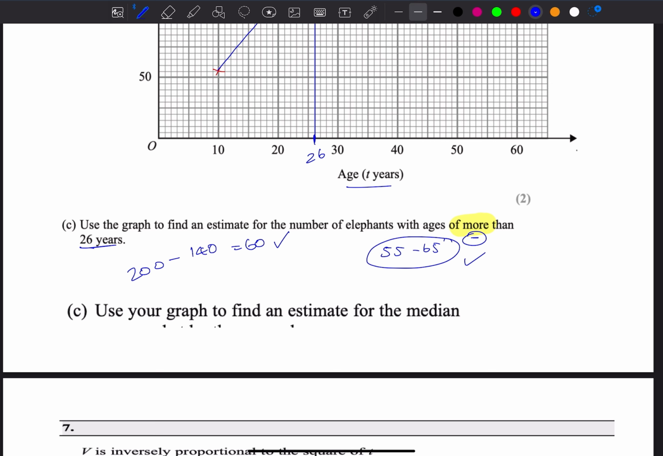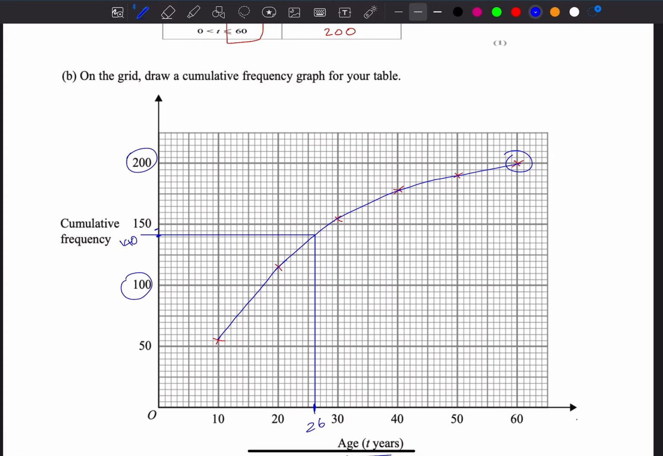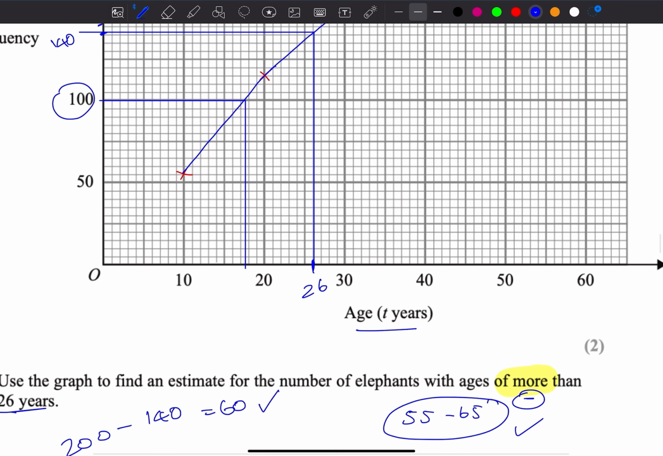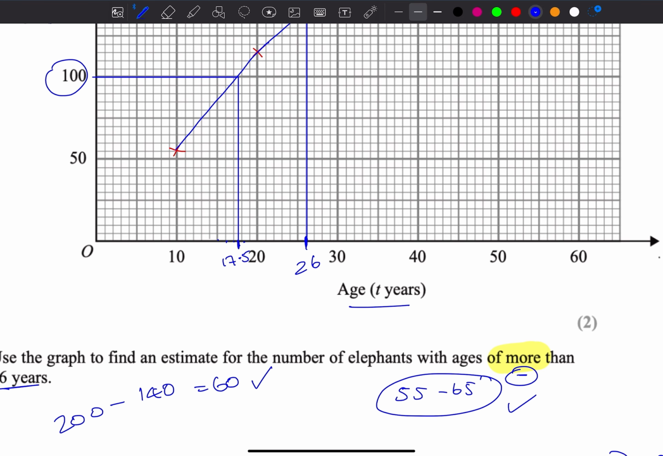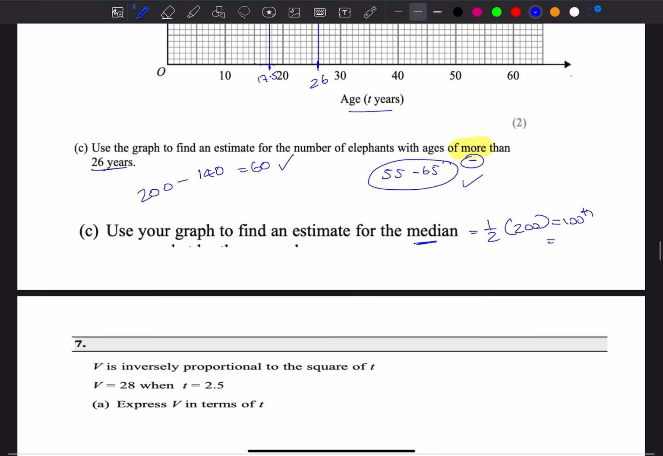Use the graph to find the median. Median is half of the total. Remember 200, which is the 100th value. Read the 100th value. Where is 100? 15, 16, 17, 18. So I'm getting 17.5 roughly. You may get anything between 16 and 19. Anything between 16 and 19, you're good.